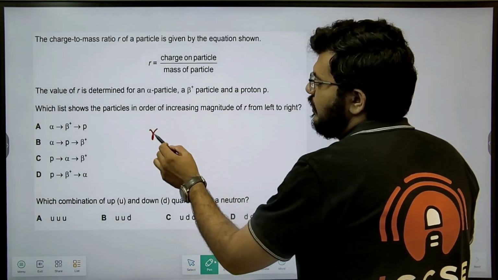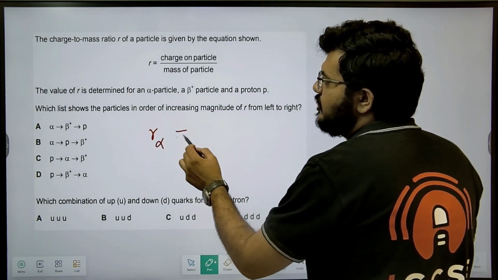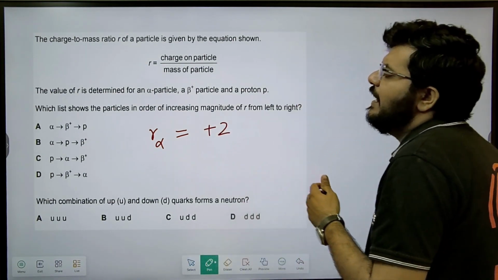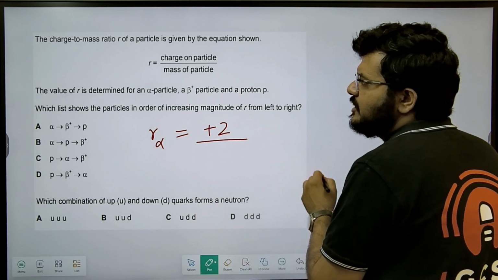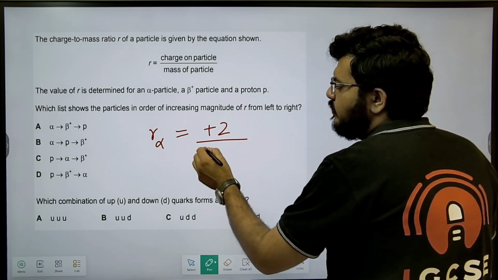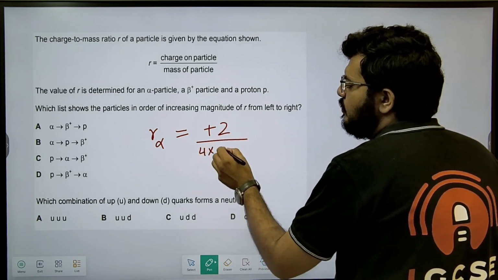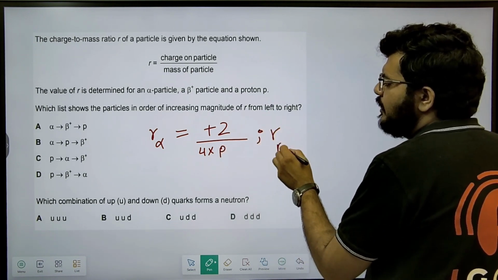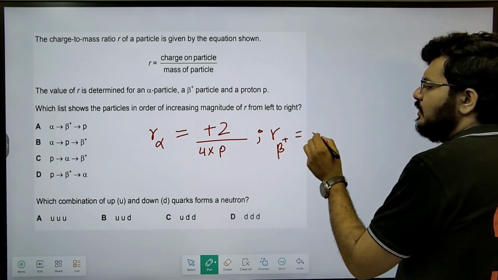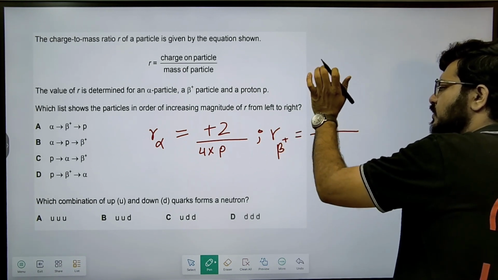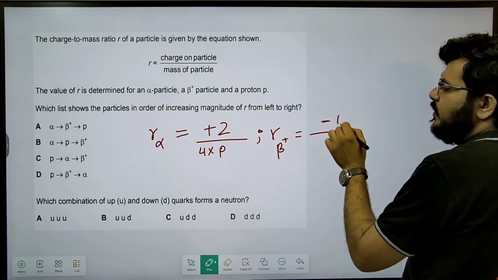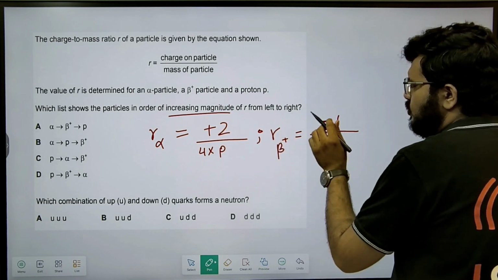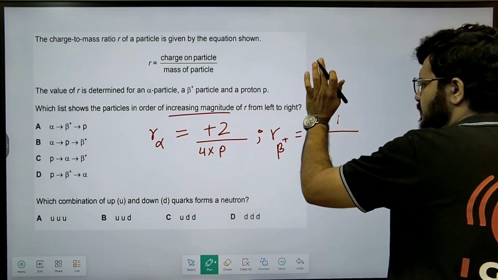So let's write r for alpha particle is equal to charge on particle. So I'll write relative charge first. If need be, we will add the actual charge as well. So relative charge is plus 2. Mass of the particle is 4 times the mass of a proton, right? Then r for beta plus particle, it has a charge of -1. I think they are talking about magnitude only, right? Yes. So you don't need to write this plus or minus actually.